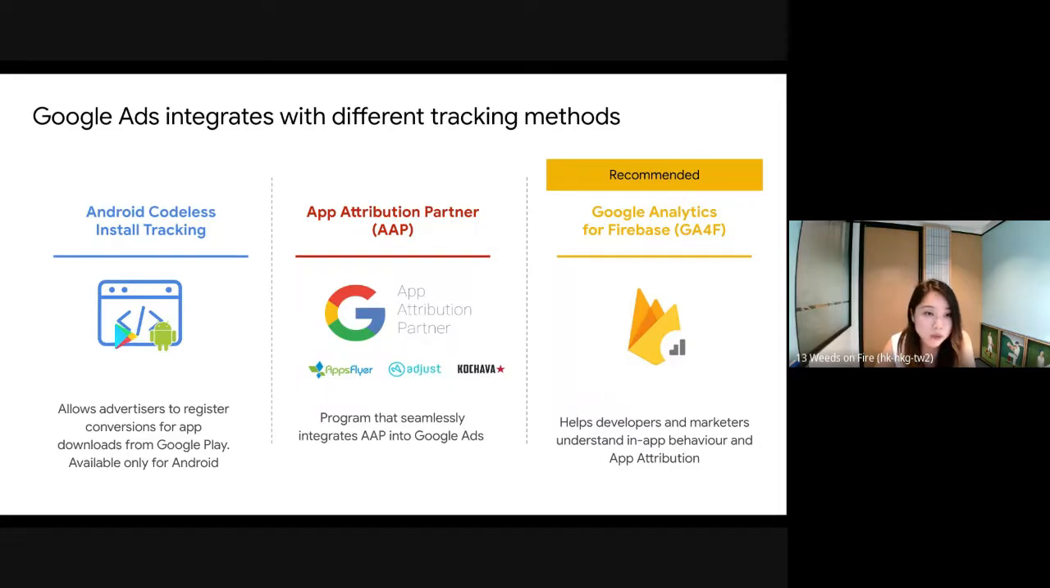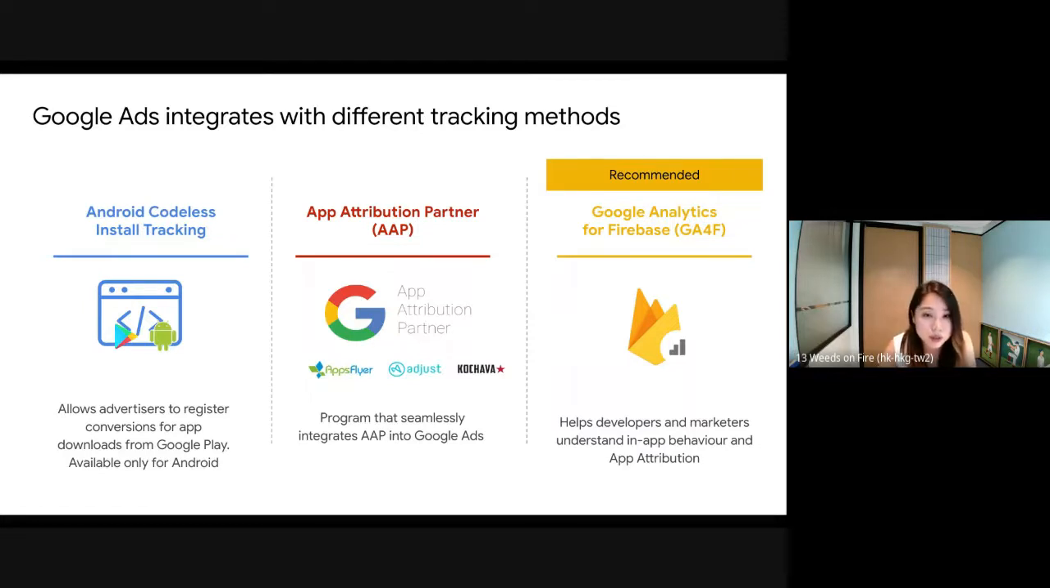So this is only for if you have an app and you are placing it on the Android Play Store and you really want to immediately launch an app campaign for an Android app, you can use this Android codeless install tracking tool. But if you want to place iOS app campaigns and other in-app campaigns to drive those optimizations, then you are probably using other attribution partners' tracking methods or GA4 Firebase.